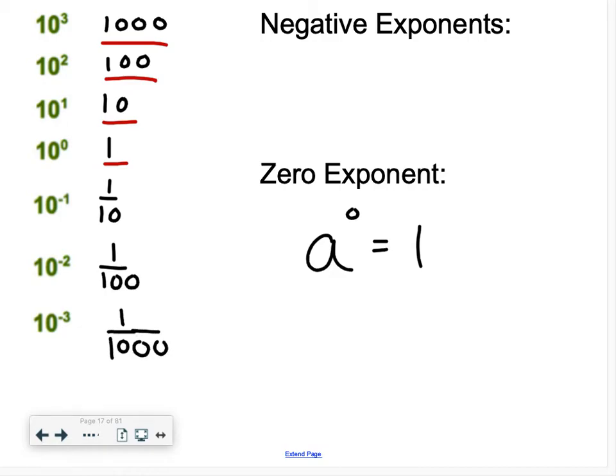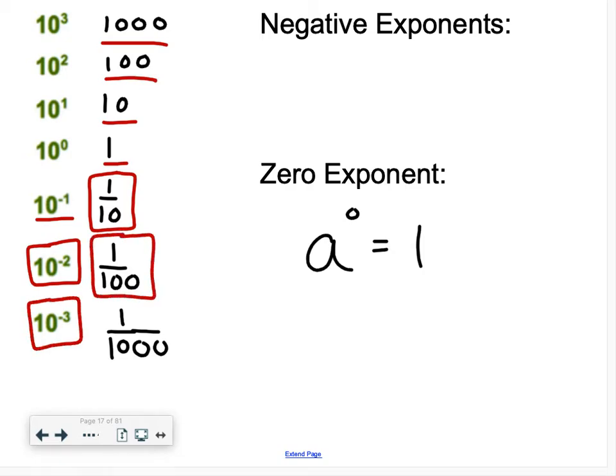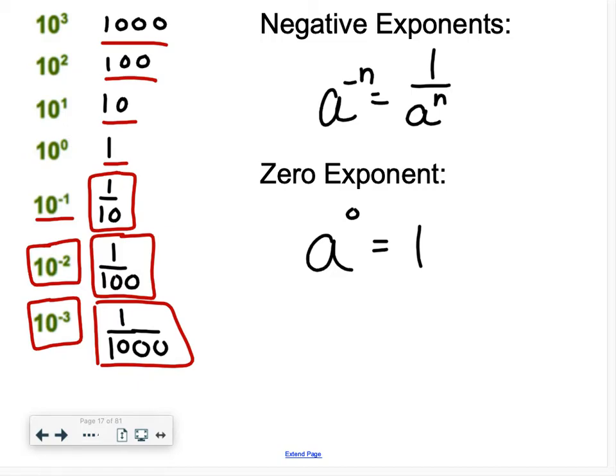Well, now look at your negative exponents here in correlation with this. If 10 to the 1st is 10, 10 to the negative 1st, I reciprocal that and I get 1 over 10. 10 squared is 100; 10 to the negative 2nd, if I reciprocal that, I get 1 over 100. 10 cubed is 1,000, but 10 to the negative 3rd, if I reciprocal that, I get 1 over 1,000. Okay, so again, your negative exponent rule: anything to a negative exponent means you're going to reciprocal and make it a positive exponent.